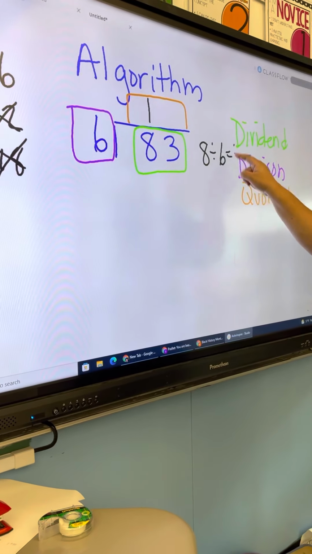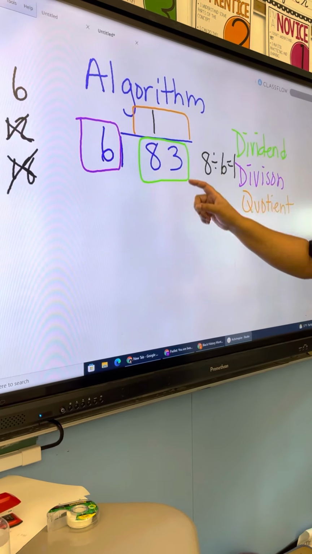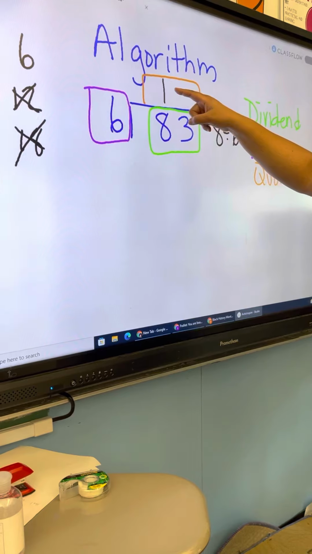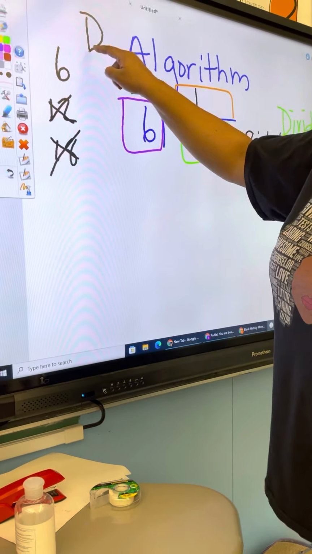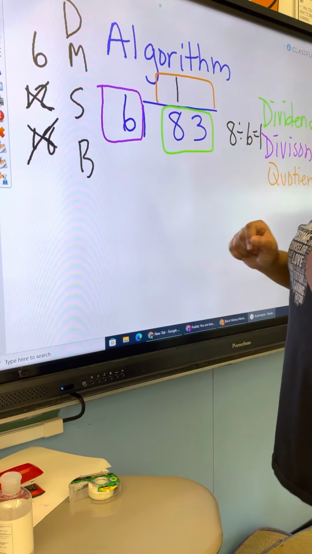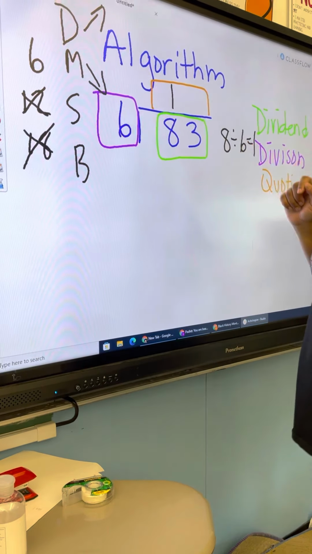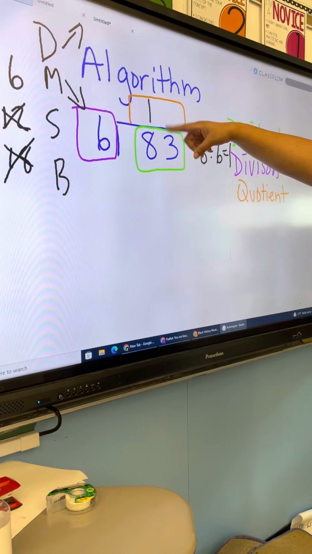So my answer here is 1. 8 divided by 6 is 1. There's a remainder, but we're not going to worry about the remainder. My division answer goes up top because we're working with D, M, S, B: divide, multiply, subtract, bring down. Division answers go up, multiplication answers go down. So we divided. 8 divided by 6 equals 1. Our answer goes up top of the little house.